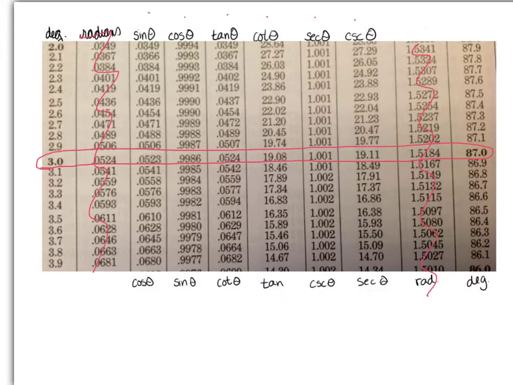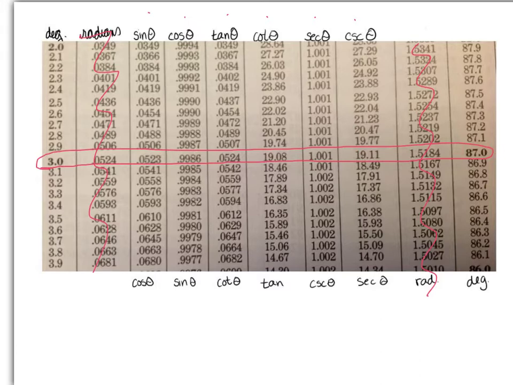You can also see that trig functions are also written at the bottom. The way that these work, if I want to know the sine of a 3-degree angle, I can look across to where it says sine, the cosine of 3 degrees, the tangent of 3 degrees. The important thing is that the complement of 3 is 87. If I start looking backwards, I'm going to be looking at co-functions.